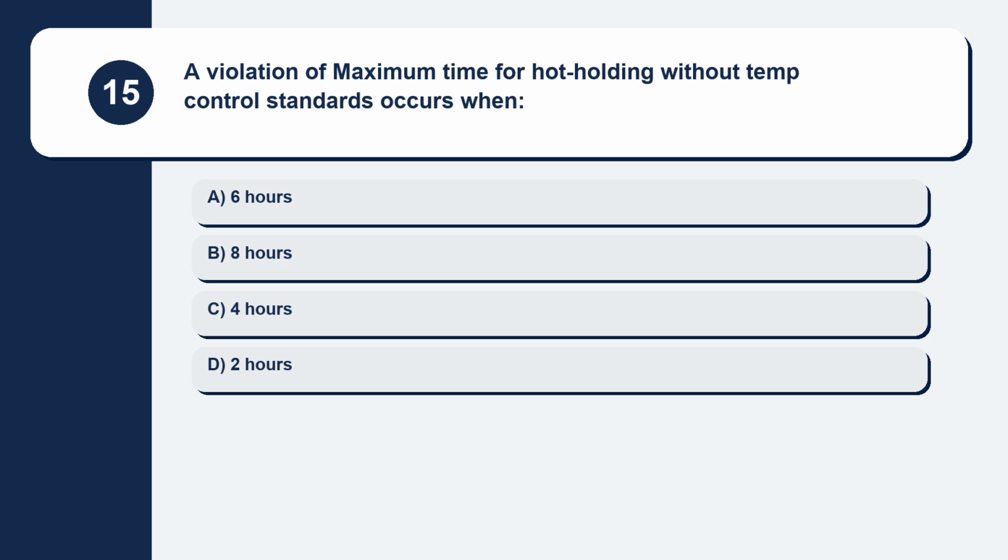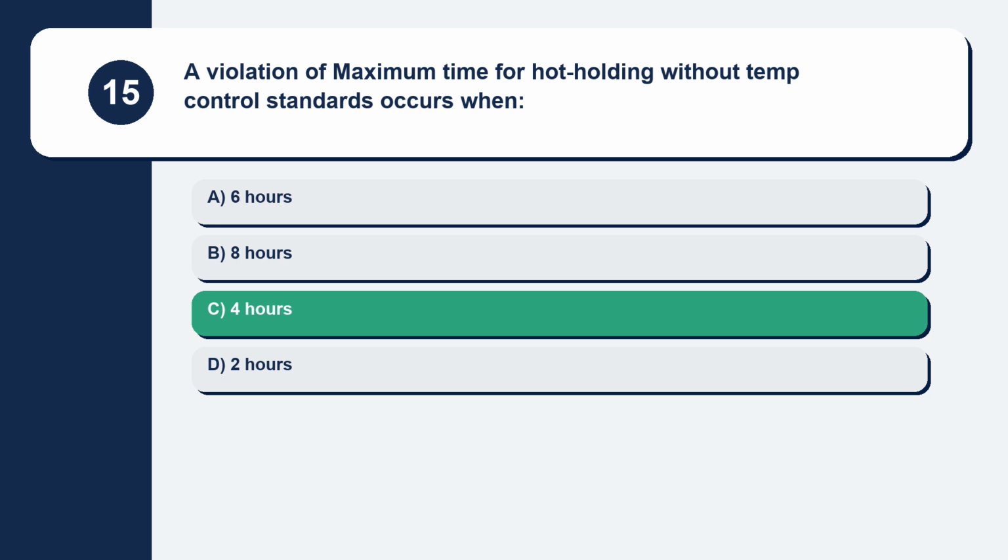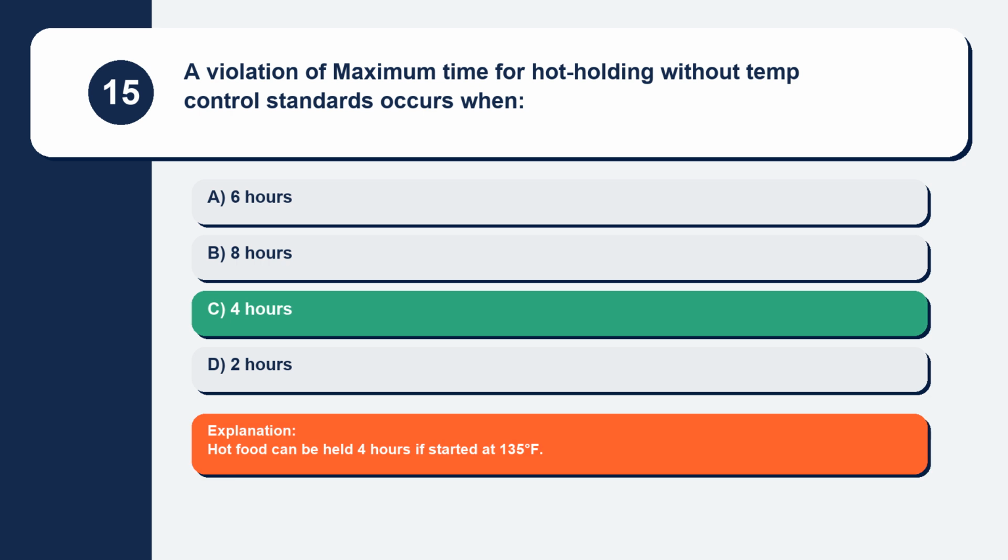Question 15. A violation of maximum time for hot holding without temp control standards occurs when 6 hours, 8 hours, 4 hours, 2 hours. Hot food can be held 4 hours if started at 135 degrees Fahrenheit.